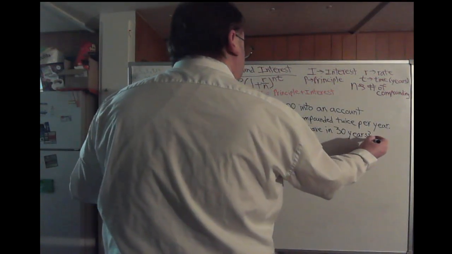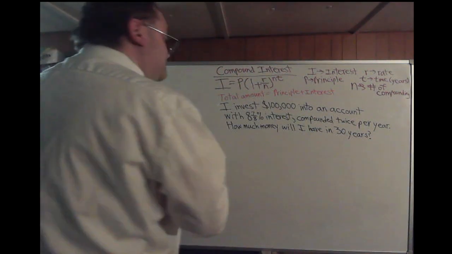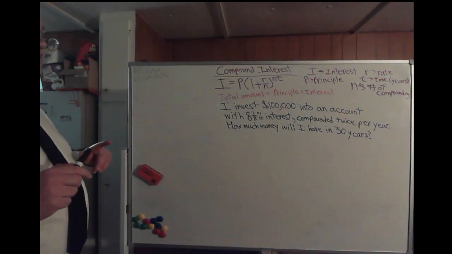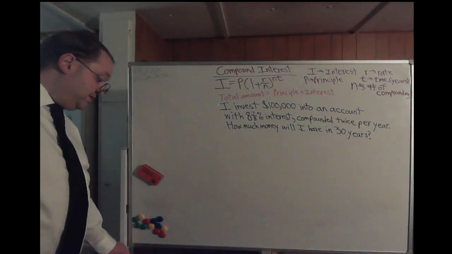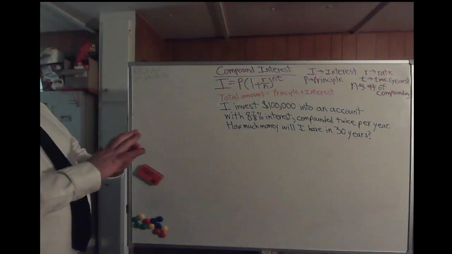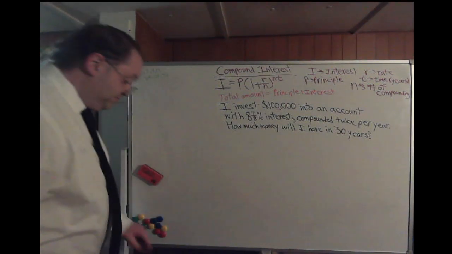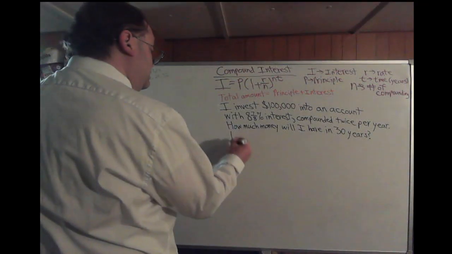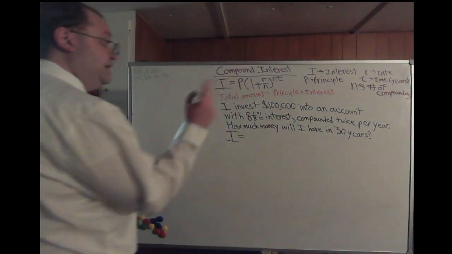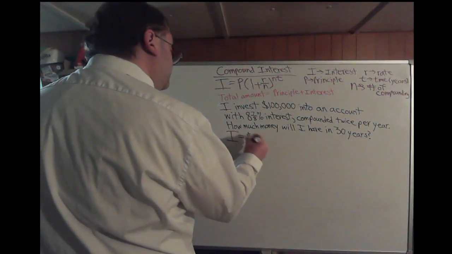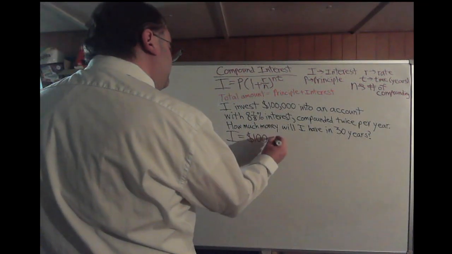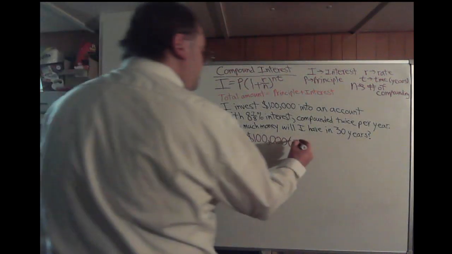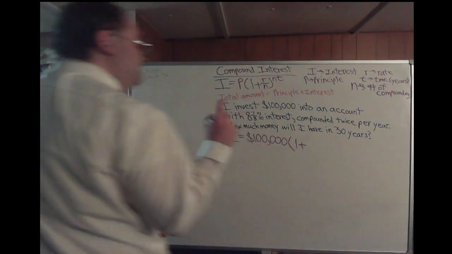Alright, so I invest $100,000 into an account with 8 7/8% interest compounded twice per year. How much money will I have in 30 years? So I'm going to put this money in the bank and not touch it for 30 years. Well, again, we want to figure out what the interest is. So I equals the principal, P, times $100,000, times the quantity of 1 plus that rate, 8 7/8%.